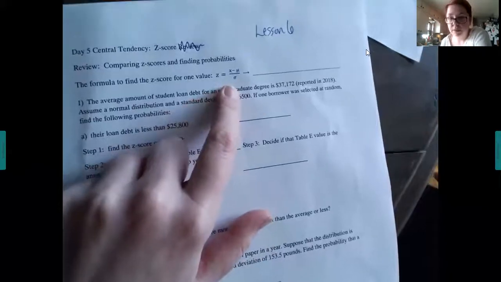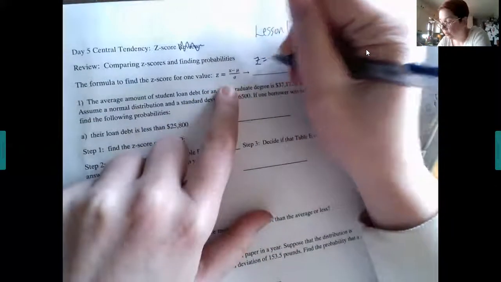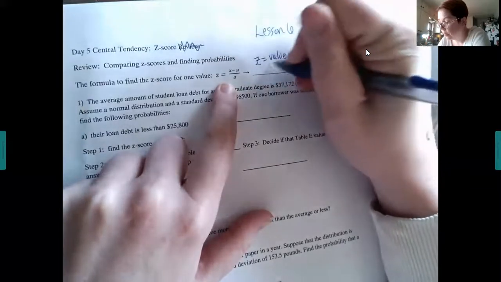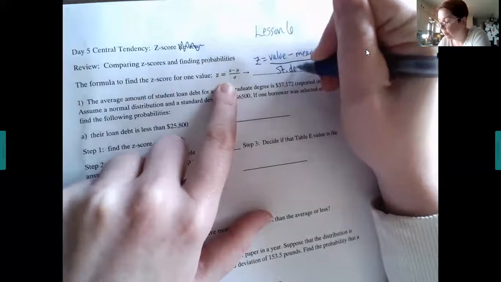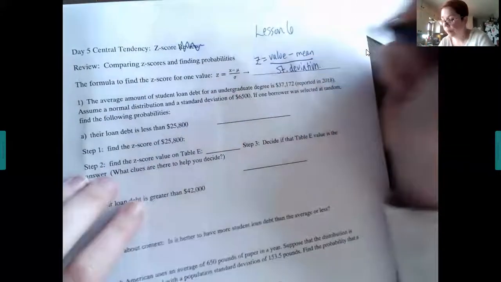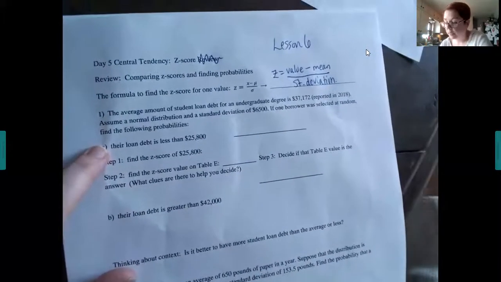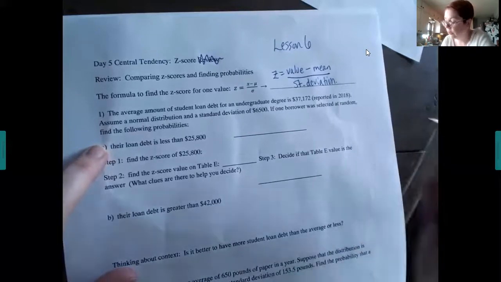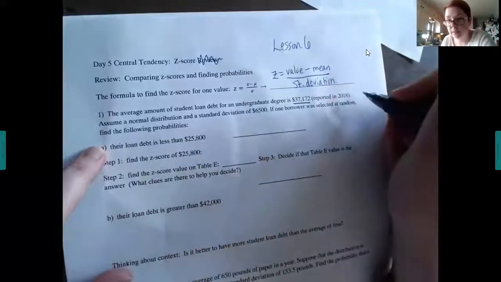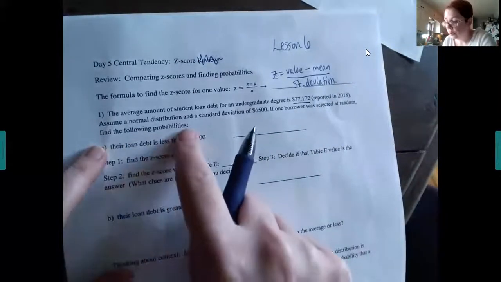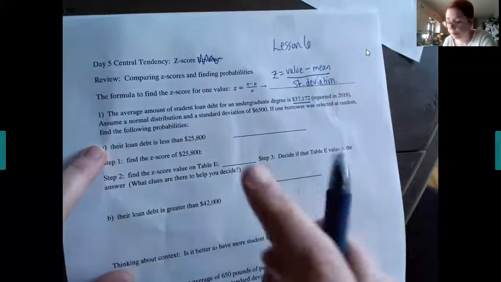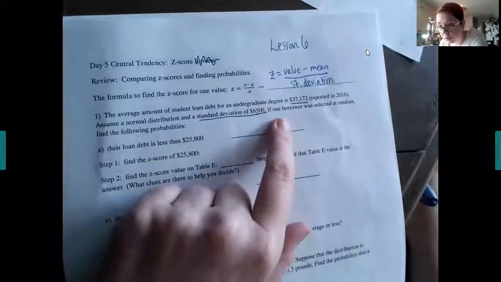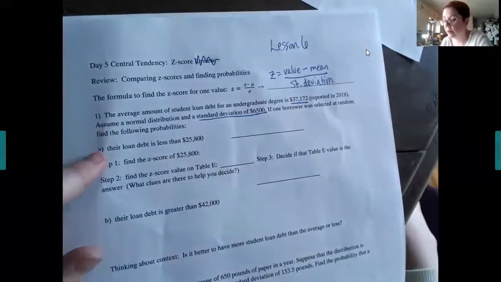So again, this formula is telling us that we're going to get the value in question minus the mean divided by the standard deviation. Okay. So in this first problem, it says the average amount of student loan debt for an undergraduate degree is $37,172 back in 2018. Assume a normal distribution, which means this is what we're going to do, and a standard deviation of 6,500. If one borrower is selected at random, find the following probabilities.